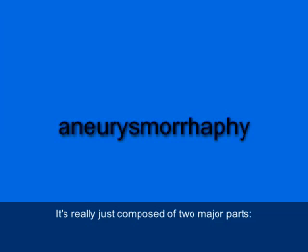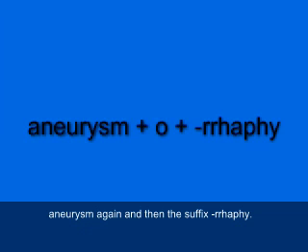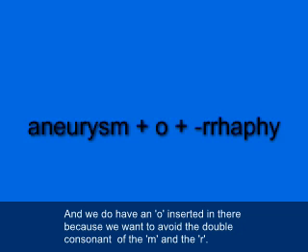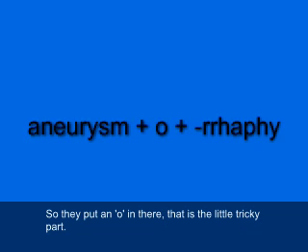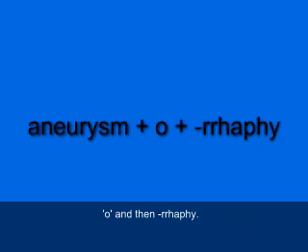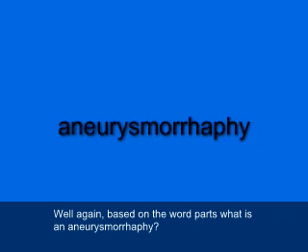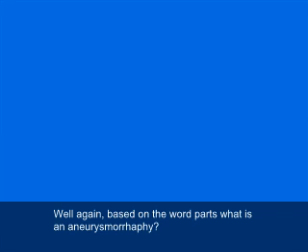It's really just composed of two major parts: aneurysm again, and then the suffix raphy. And we do have an O inserted in there because we want to avoid the double consonant of the M and the R. So they put an O in there. That's the little tricky part. O and then raphy.